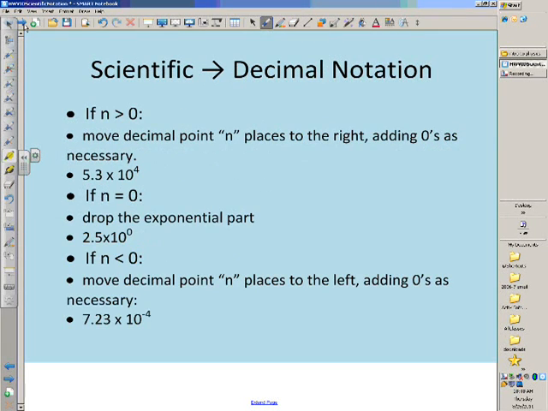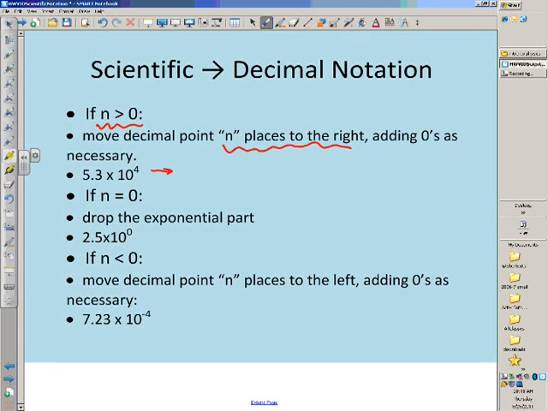Going the other way, or changing a number from scientific notation into decimal notation, is pretty much the same thing, just going backwards. So if we have an exponent on 10 that's greater than 0, we move that decimal place to the right, adding zeros as necessary. Just to be consistent, when we're dealing with big numbers, I should use red. So if n is greater than 0, we move it n places to the right, adding zeros as necessary.